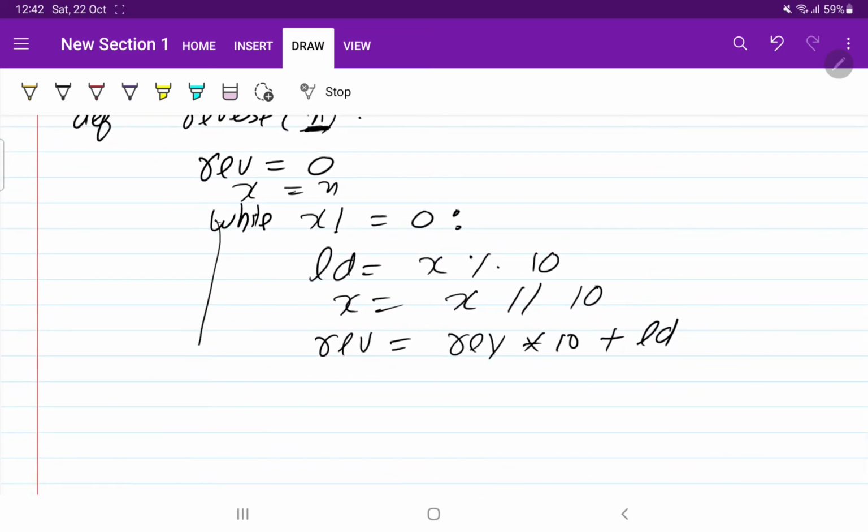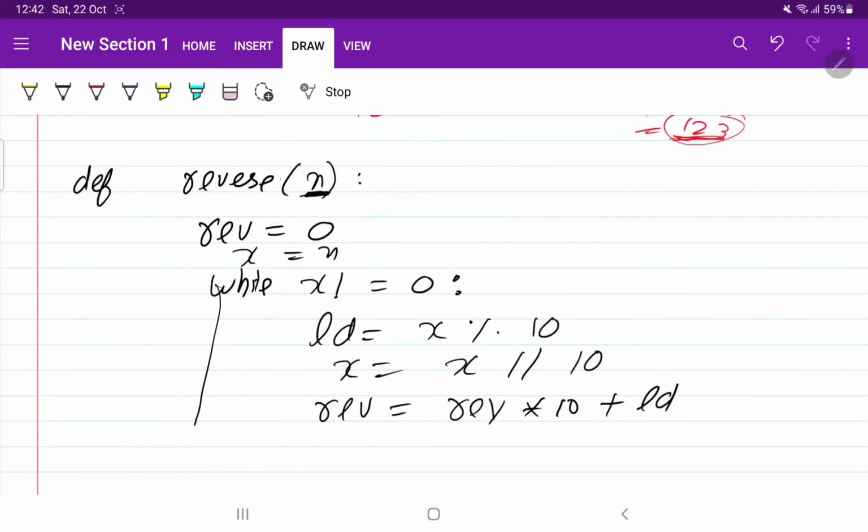So as soon as this while loop completes, we were directly returning the result. Okay, so we got the last digit. Now what were we doing? Our question was not to find the last digit.